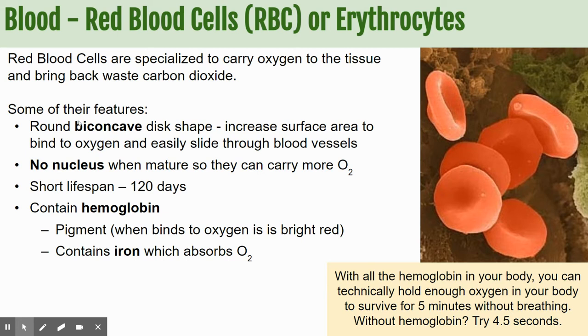Some of their features that help them carry oxygen: they have a biconcave disc shape. That means both of the sides kind of go in. So if you flip this over, it'll look exactly the same. Both sides go in almost like a donut, except there's no hole. It's just very flat and thin in the middle. This helps to increase the surface area so that it can bind to oxygen easier and slide through the blood vessels.